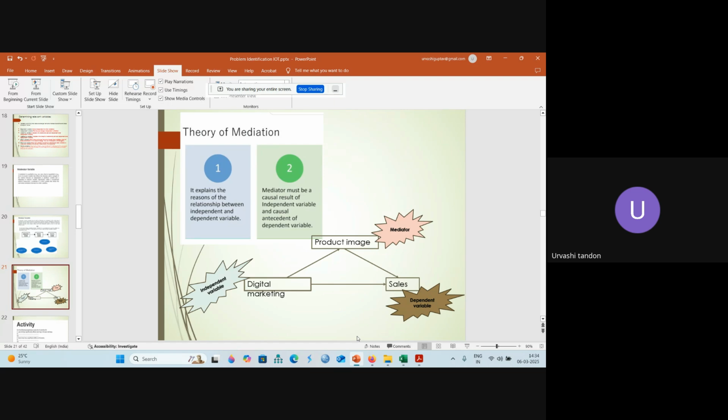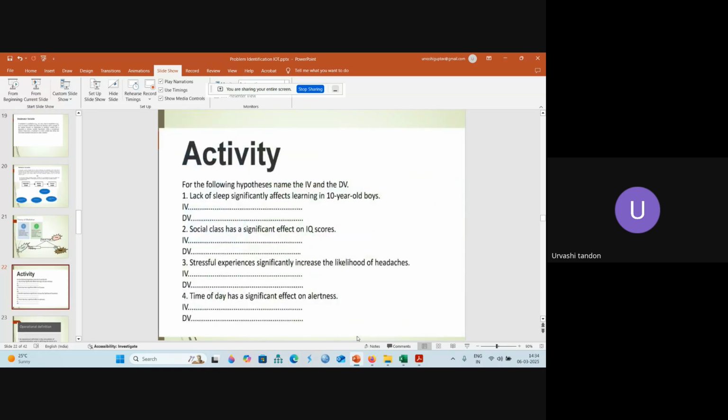So this is also one of the ways where we state the hypothesis. So this is a certain activity which I took. Like, lack of sleep significantly affects learning in 10-year-old boys. So here the dependent variable is learning and the independent variable is lack of sleep. Similarly, social class has a significant impact on IQ scores. IQ scores is your dependent variable, and social class is your independent variable.